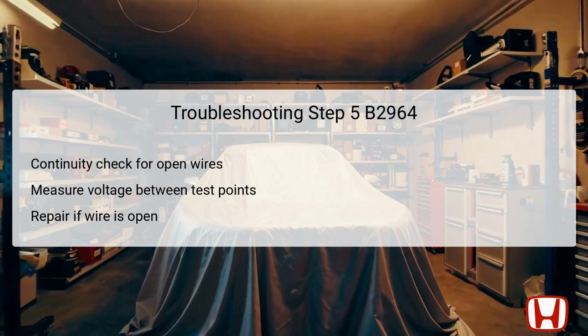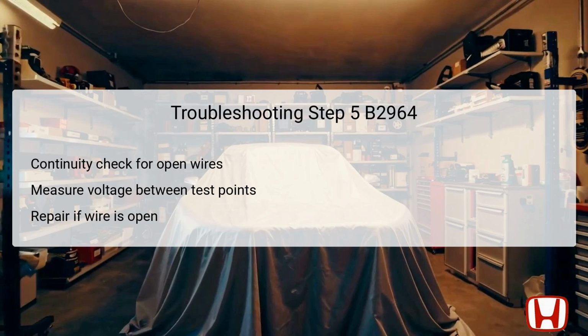Continuity needs to be tested between two specific points: number 29 on the climate control unit connector A and female terminal number 9 on the climate control panel connector. By measuring continuity, you can confirm whether these lines are intact or if there is an open circuit present.